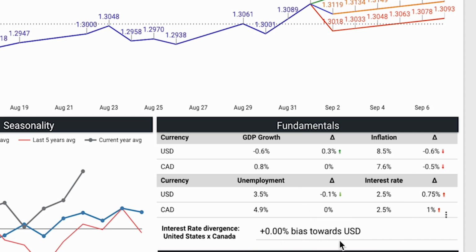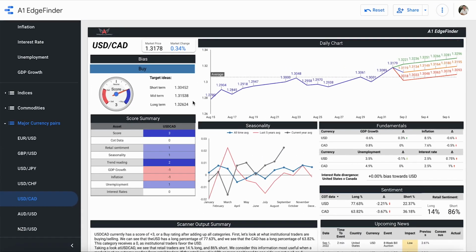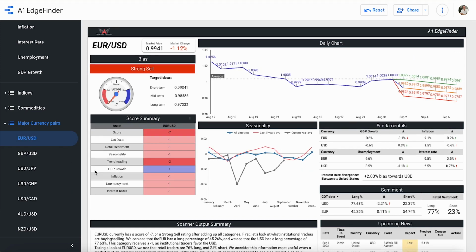So there's no bias towards anything. It says 0 bias towards US dollar, but it's a 0% bias. There's no bias towards the US dollar because the interest rates are the same. They're both at 2.5%, and this is where we get that information right here if you're looking for that in the currency pair breakdown.